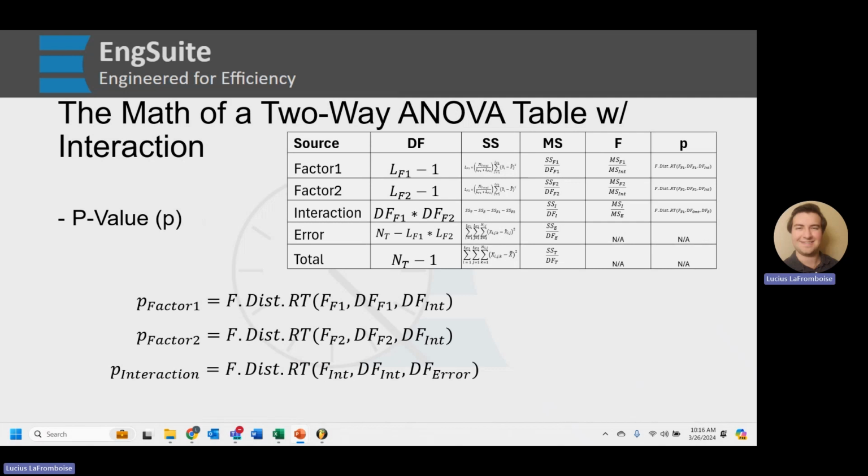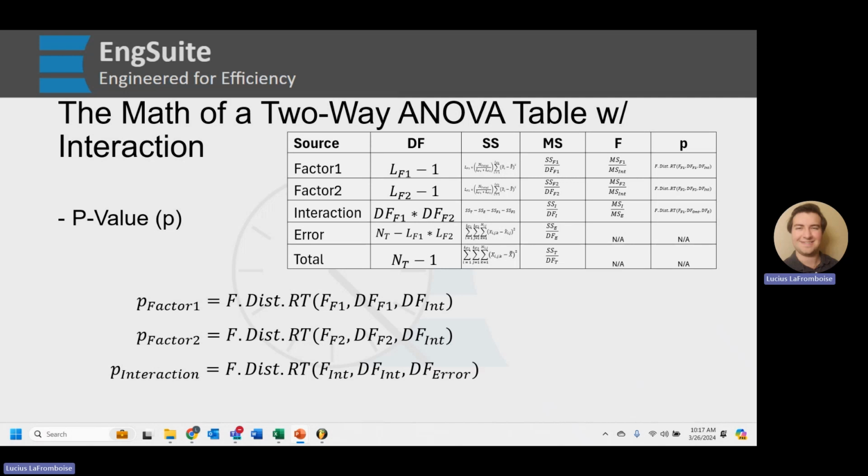Now moving on to the p-values, we in Excel can use F.DIST.RT to get the right-tailed probability of the F distribution for the F value. So F of factor 1, and then our numerator degrees of freedom is our degrees of freedom for factor 1 because that was on the numerator. And then our degrees of freedom for our interaction is our denominator. And the same for factor 2.